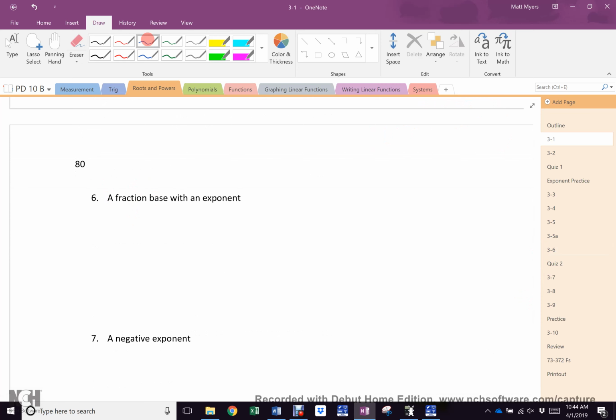A fraction base. 3 over 5 squared. What does that mean? What is the base? 3 over 5. How many times will it repeat? Twice. So it is 3 over 5 times 3 over 5, which is 3 squared over 5 squared, which is 9 25ths. Right?